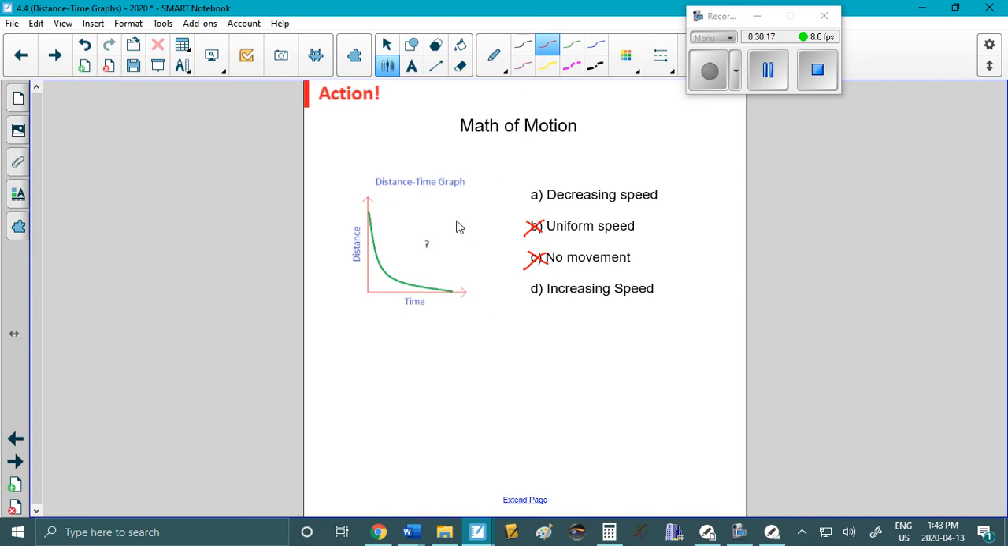And what you do is you look at how steep the line is at the beginning, and then look how steep it is at the end. So it's really steep at the beginning, not as steep at the end. If it's really steep, it's going fast. If it's not steep, it's going slow. So it started fast, now it's slow, so it's decreasing.